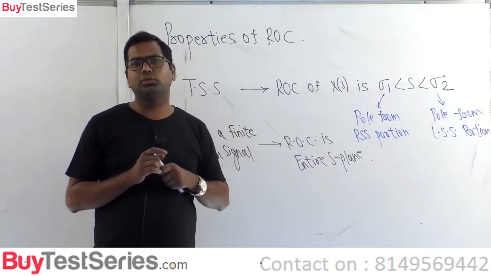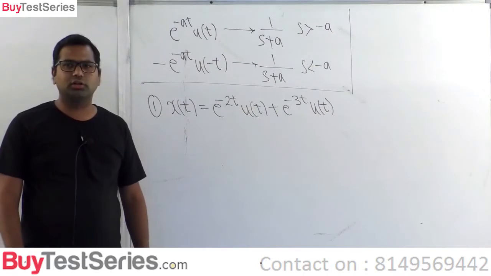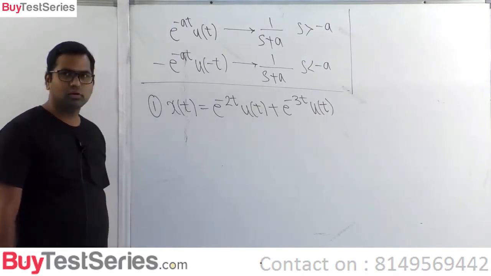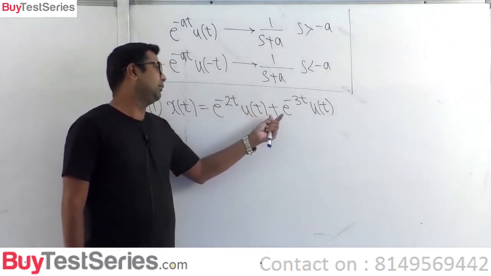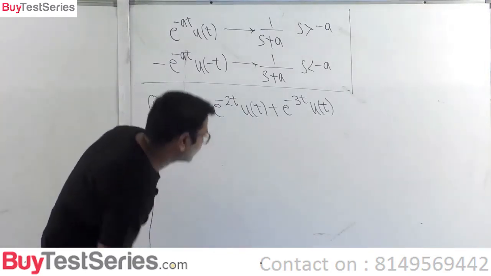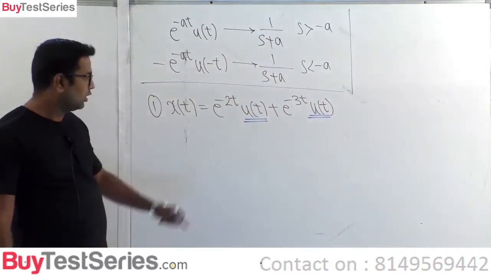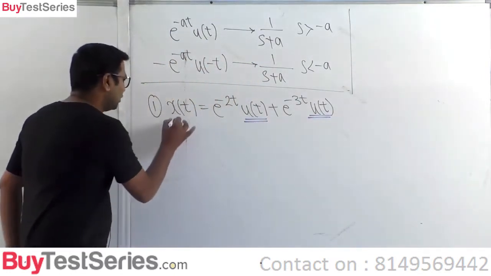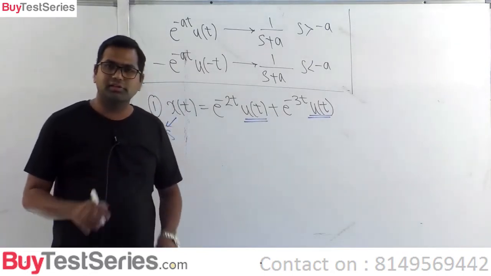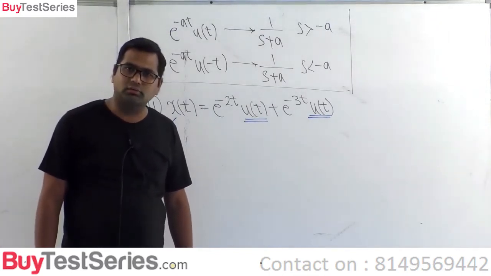We will take a question to discuss the properties of ROC. Let us discuss a question to understand the properties of ROC. I am taking the first question, where e raised to minus 2t u of t plus e raised to minus 3t u of t. As you can observe, we have u of t present in both the portions. Because u of t is present in both the portions, we can call the signal a right-sided signal. Since the signal is right-sided, ROC will be s greater than.